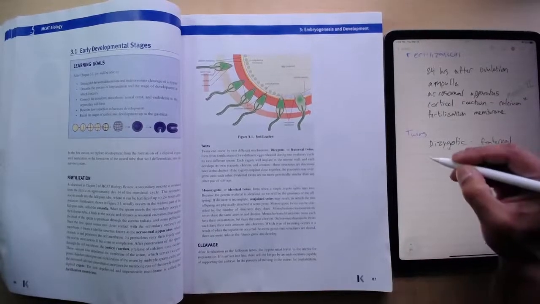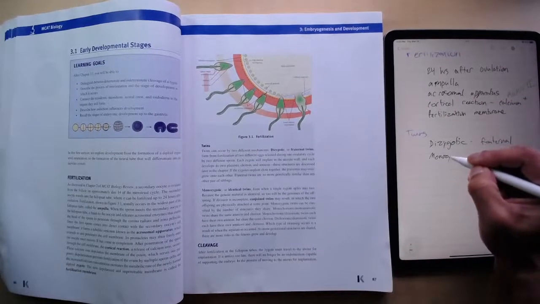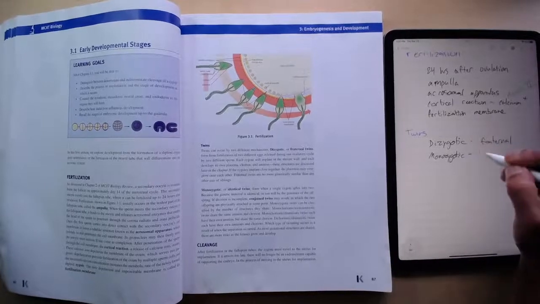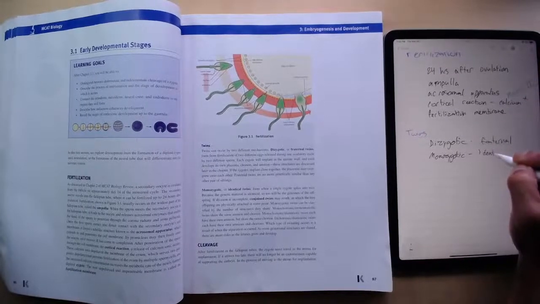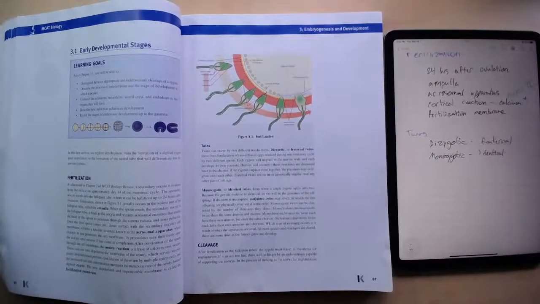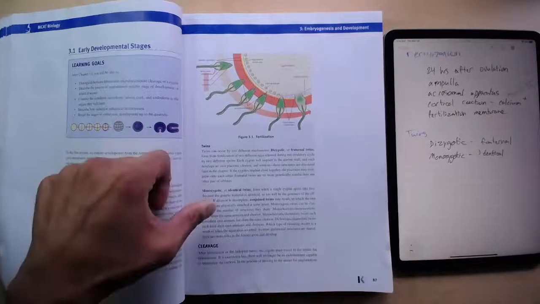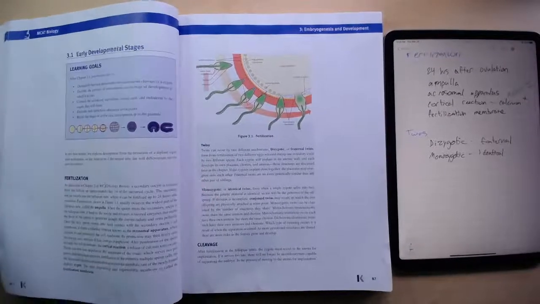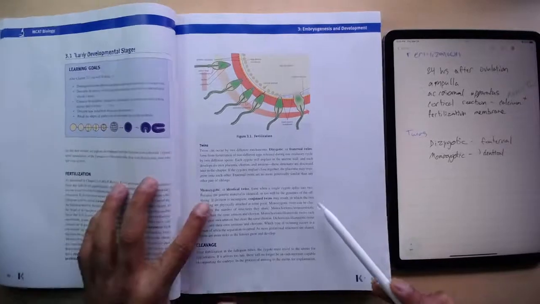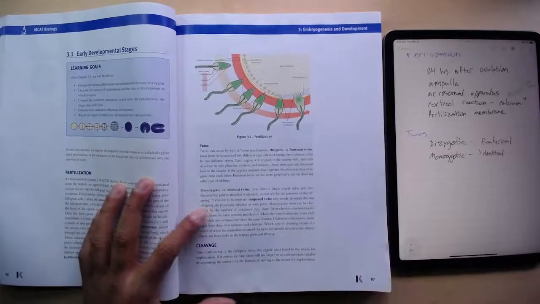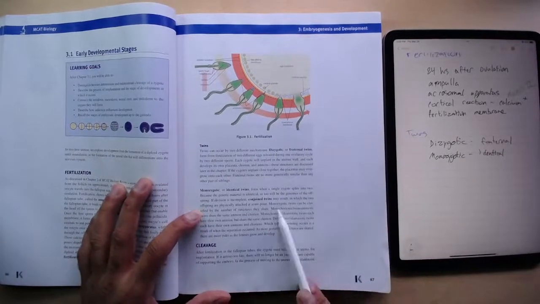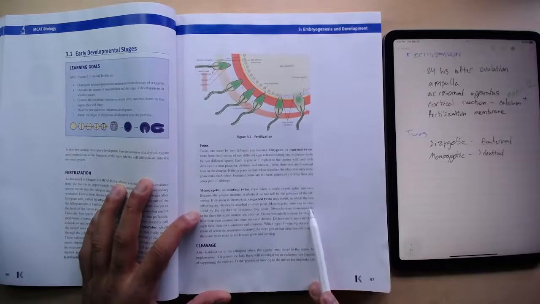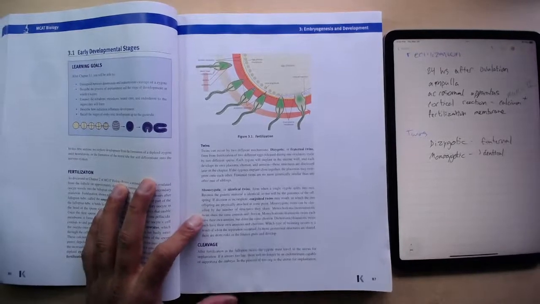Monozygotic or identical twins form when a single zygote splits into two. Because the genetic material is identical, so too will the genomes of the offspring. If division is incomplete, conjoined twins may result, in which the two offspring are physically attached at some point. Monozygotic twins can be classified by the number of structures they share.